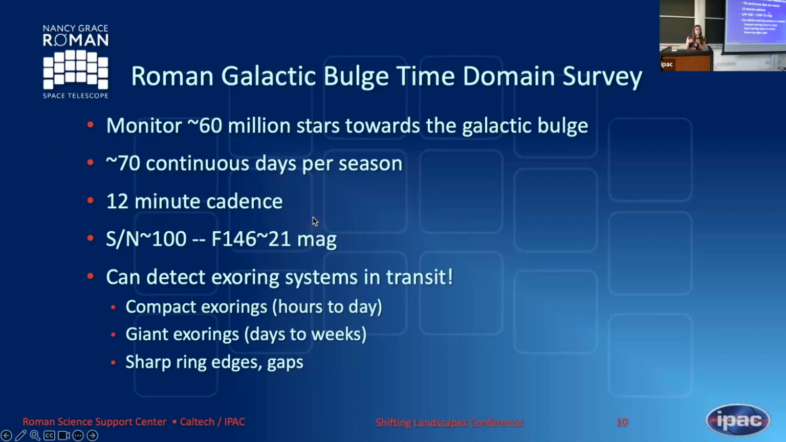That's absolutely fantastic for this type of science, and this is the kind of magnitudes we think we'll be sensitive to, because we'll be able to find these compact exorings, which are on orders of hours to days of transits, with the very short cadence. And we'll also be sensitive to these giant exorings, which are of order days to weeks, which would otherwise be missed on other surveys that just don't have a long enough continuous viewing season. And also, because we'll have such short cadence and such a long period of time, we should be sensitive to these sharp ring edges and gaps in these systems.